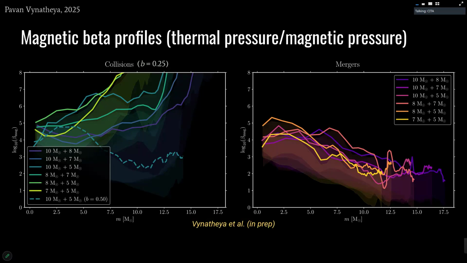they are still quite high, so about 10 to the 2. In the case of mergers, sure, it's around 10 to the 2 near the surface regions, but it's still high enough that they don't affect the dynamics.